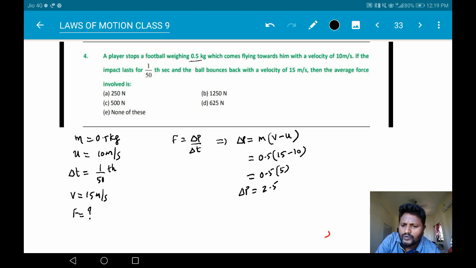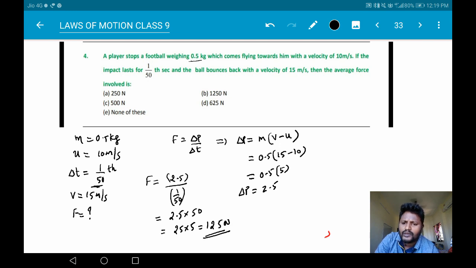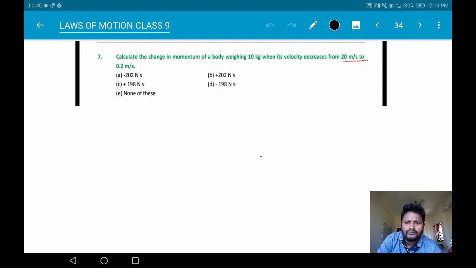So how long is the force acting on the body? 1 by 50th second. So we can write 2.5 by the interaction time 1 by 50. So the denominator of the denominator we can write in the numerator, so 25 into 5. Our answer will be 125 Newton. But no option is like that, so we can select none of these. Next one.